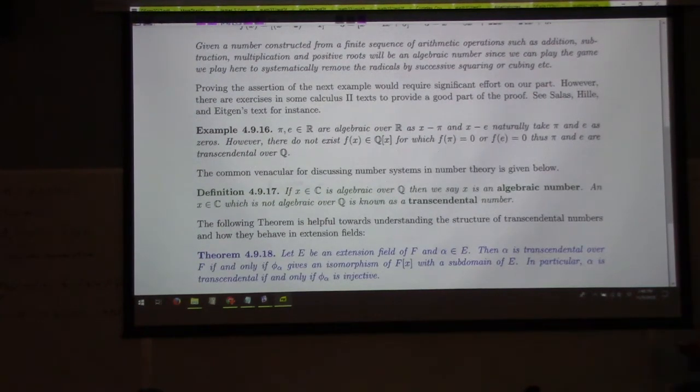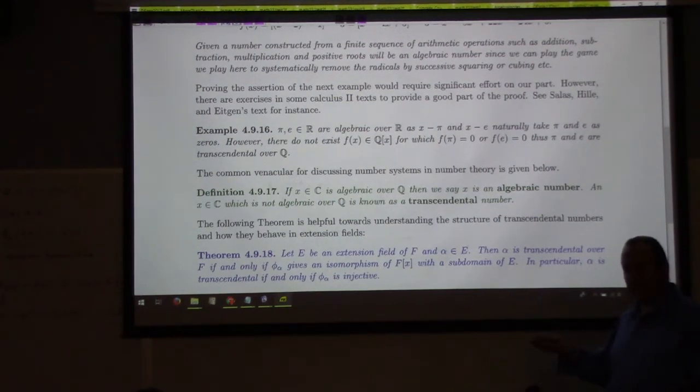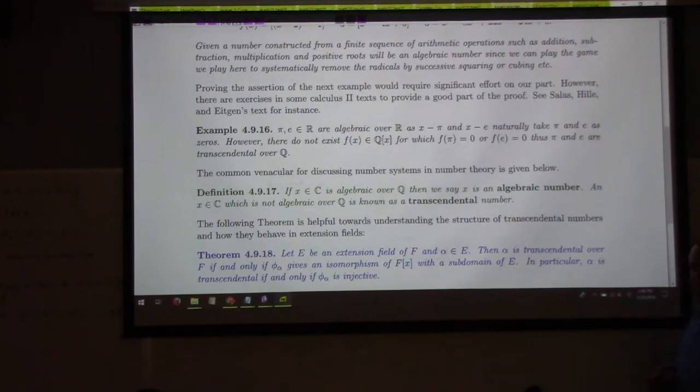So what's algebraic and what's not depends on the base field. By default, number theorists like to take what as the base field? Rationals, right? So we say x in the complex numbers is algebraic over Q, then we say it's an algebraic number. And x in the complex numbers which is not algebraic over Q is known as a transcendental number. This is the standard usage of the term outside of this course, right? The base field is taken to be the rationals. The extension field is taken to be complex.